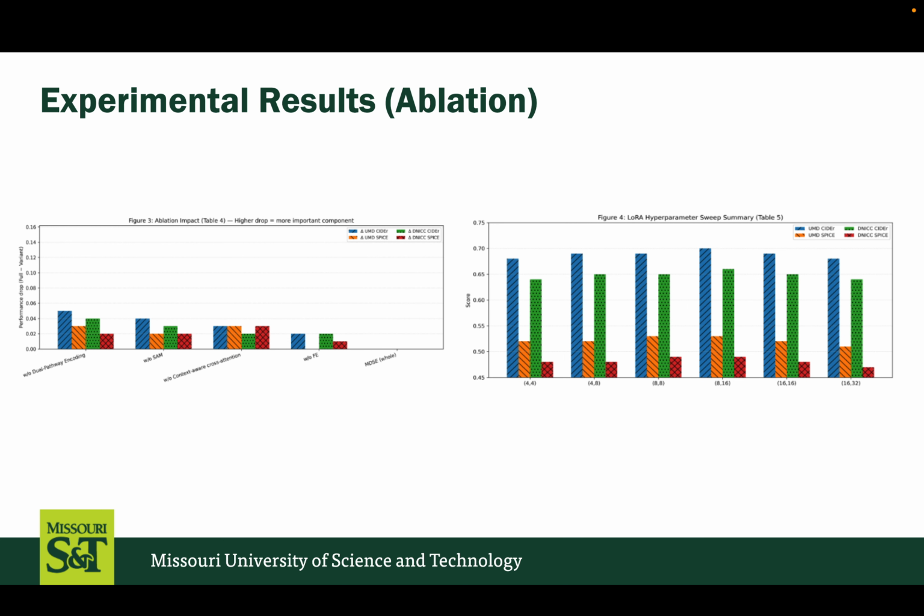We also run an ablation study to understand what drives the gains. The biggest drops come from removing the dual pathway fusion or removing the SAM-based region proposal, which confirms that combining global context with localized segmentation-guided evidence is crucial. Disabling context-aware cross-attention reduces relational detail quality, while removing the feature enhancement yields a smaller decline.